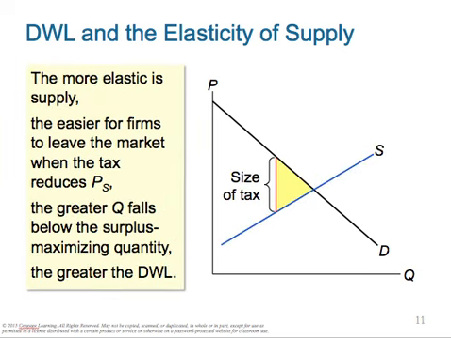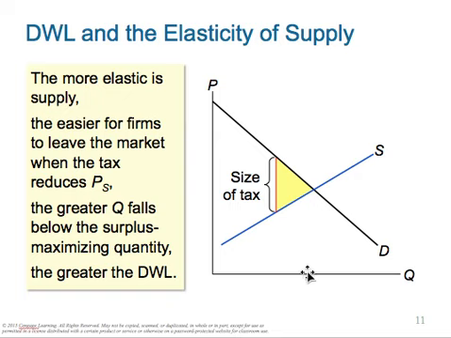Now, let's look at it with an elastic supply. You can remember before we had a very vertical supply curve, which is very inelastic. This one's far more elastic. So the more elastic the supply is, the easier for firms to leave the market when the tax reduces the prices sellers get. The greater quantity falls below the surplus maximizing quantity, and there's thus a greater deadweight loss.